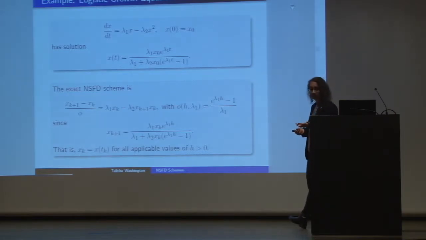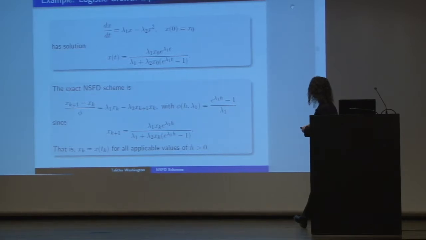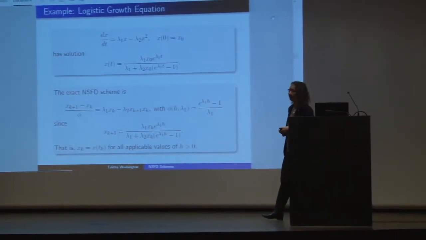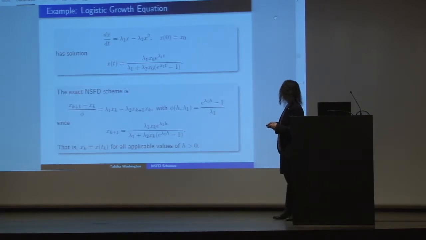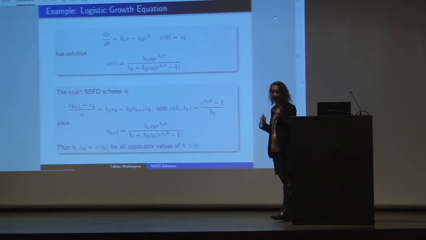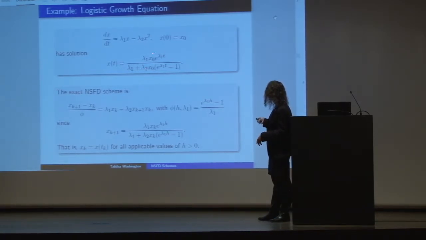Here's an example of a nonlinear equation. This is the logistic growth equation. In this equation, we have dx/dt equal to lambda 1 x minus lambda 2 x squared, with an initial value. We can do separation, integrate, and get the solution, and we have this expression. That's the solution to the differential equation.